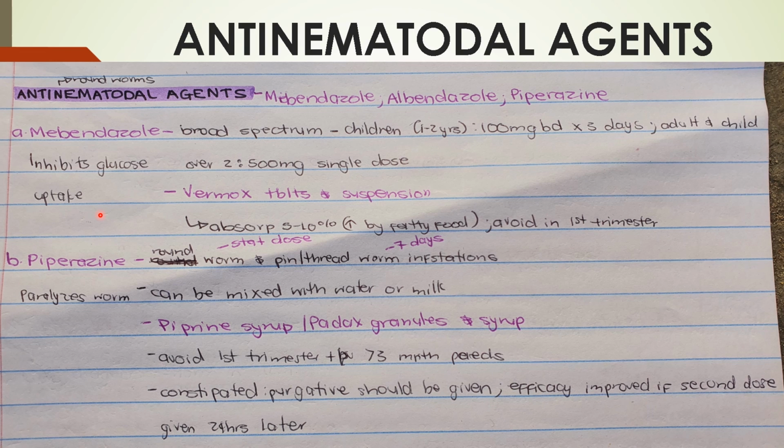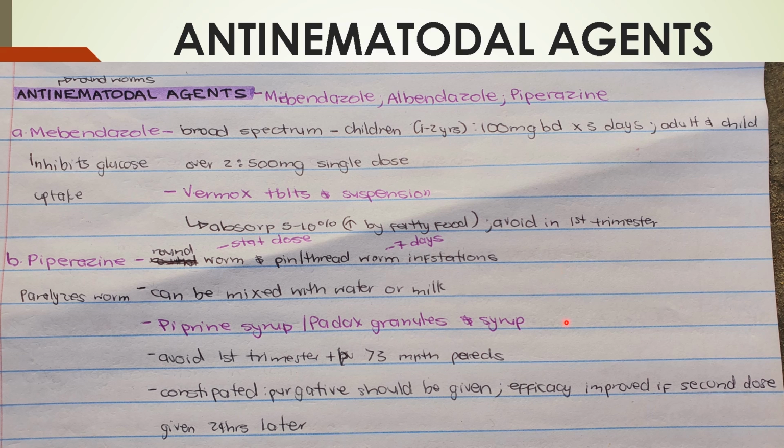If it's a tablet, you give it with water, because it increases the absorption, and you need to avoid it in the first trimester of pregnancy. And then piperazine, this is for roundworm or pin/threadworm infestations. If it's a roundworm, you need to give it as a single dose, that means immediately. And if it's a pin or threadworm infestation, you need to give it for 7 days.